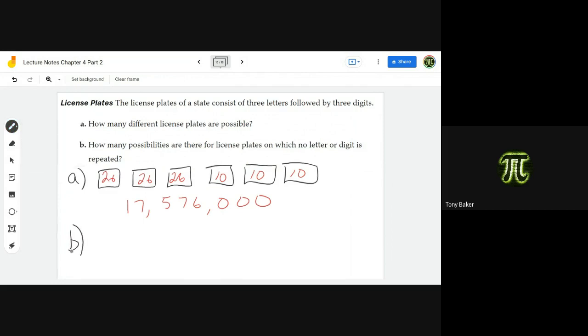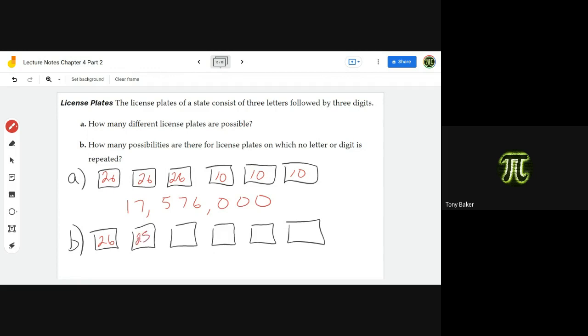What would change if we couldn't repeat something? So what would change if they were not independent? How many letters would be in the first box? 26. How many letters would be in the second box? 25, because I could not repeat the letter that was in the first box.